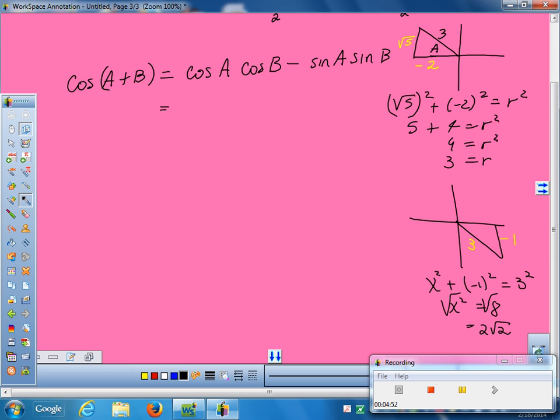Now, is it a positive or a negative 2 square root of 2? You have to ask yourself that question. We're going right, so it's got to be positive. If you don't draw the picture, you will miss the positives and negatives. Drawing that picture is worth 3 points right there.